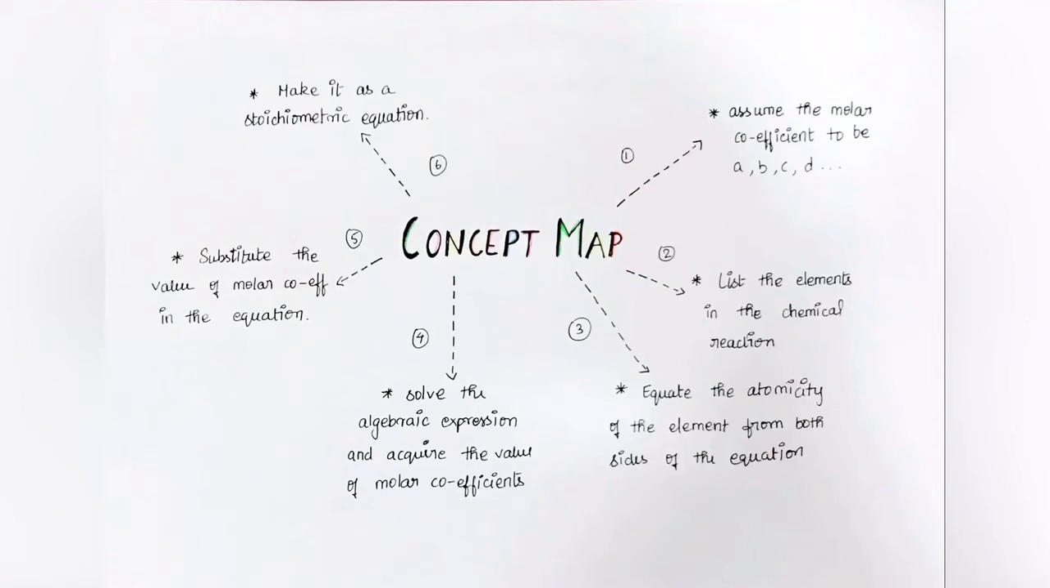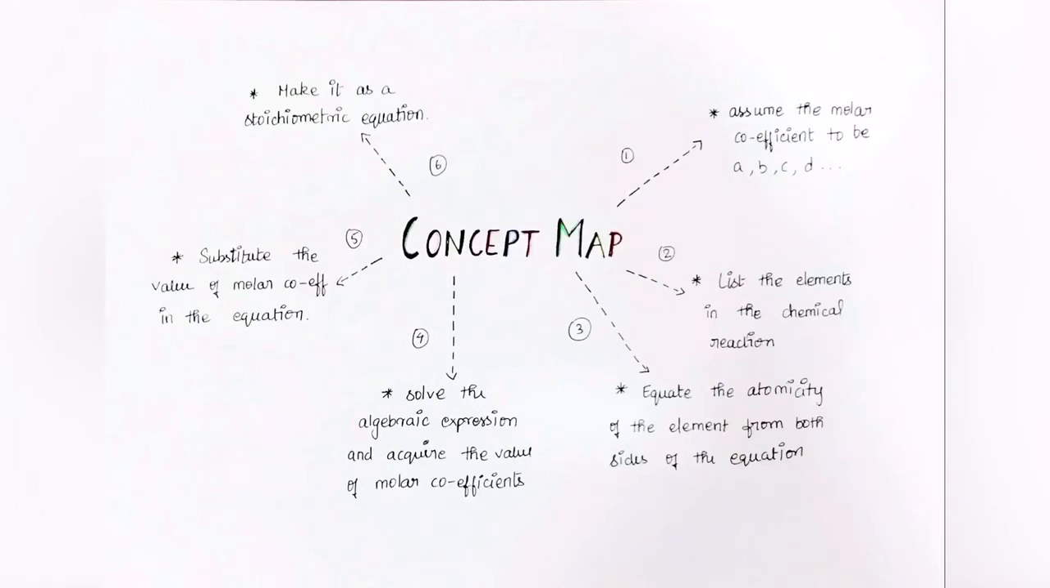And the second step is to list the elements in a chemical reaction. So always, before balancing a chemical reaction, we have to list the elements in it to get a clear picture of which elements we are dealing with. And the third step is to equate the number of atoms in the molecules of an element from both the sides of the equation. When we do this, we get an algebraic expression.